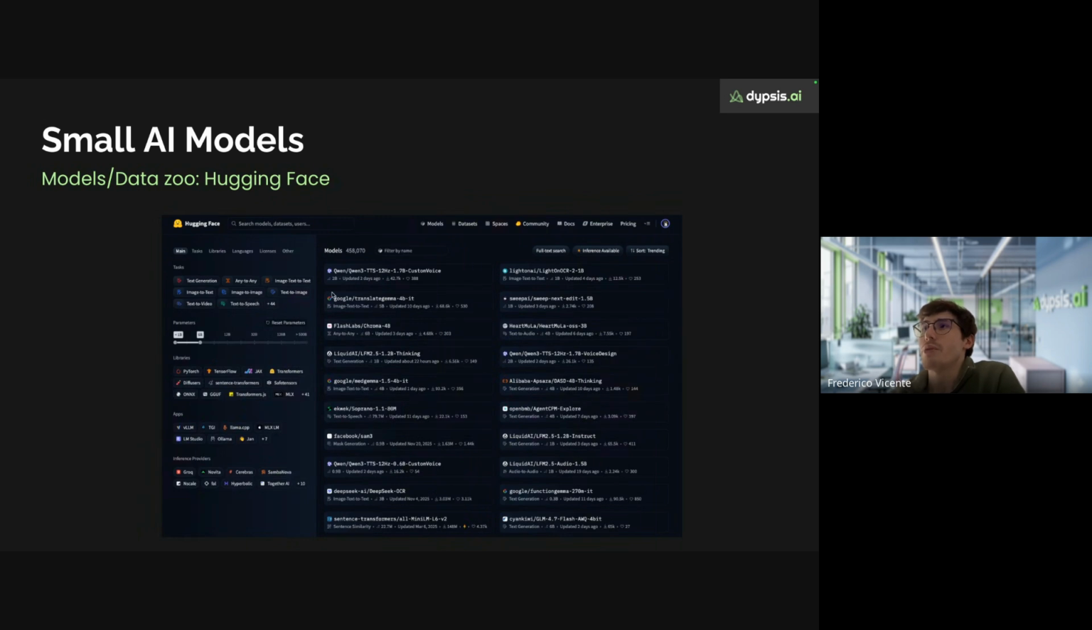Also, this is a platform that maybe some of you already know, which is Hugging Face. Among other things, it's a model zoo and a datasets zoo. You can find a lot of models here. For example, here I have selected models of up to 6 billion parameters, and it's really nice to find new models that are coming out very specific to some tasks. For example, recently Google launched this MedGemma model of 4 billion parameters.